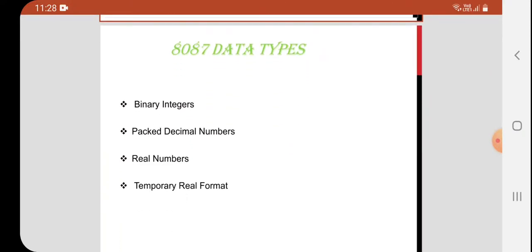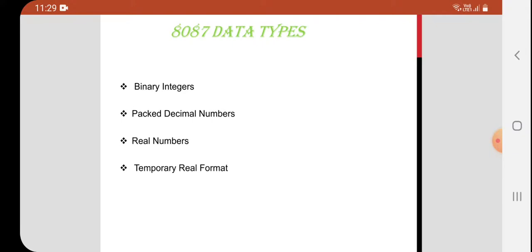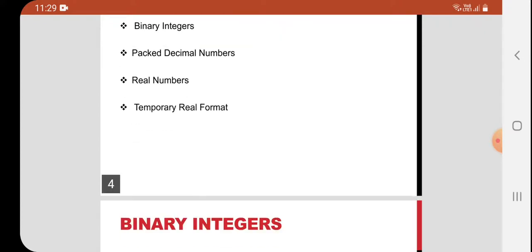When coming to the data types, you have four major data types: binary integer, packed decimal number, real number, and real formats such as the IEEE single precision format. We are going to see them one by one because it is going to be a very important 2 mark or even a Part B question: explain the 8087 data types.